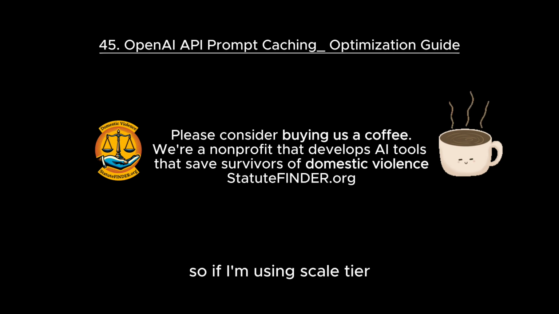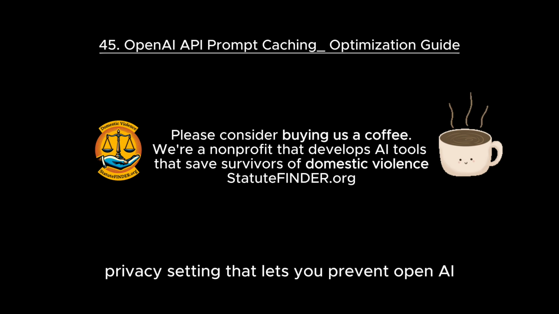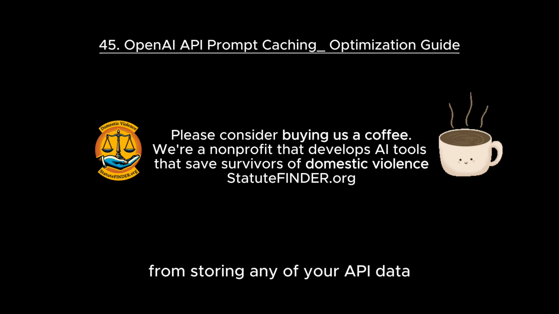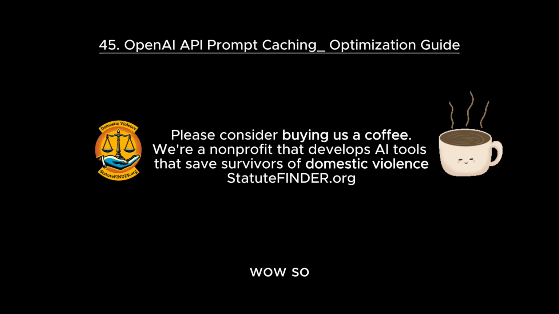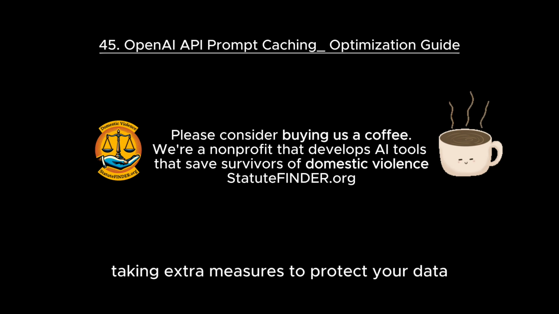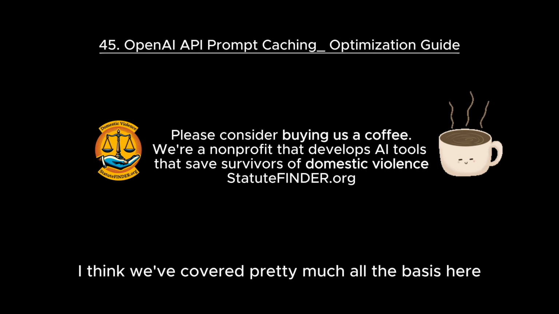So if I'm using scale tier, I get all the benefits of prompt caching plus some extra goodies. Got it. What about zero data retention? Zero data retention is a super strict privacy setting that lets you prevent OpenAI from storing any of your API data. And the cool thing is, even with zero data retention enabled, prompt caching still works its magic. Wow. So even when you're taking extra measures to protect your data, you can still benefit from caching. That's really impressive. I think we've covered pretty much all the bases here.